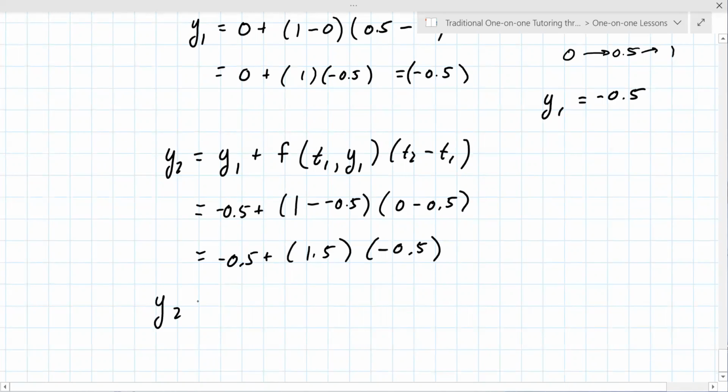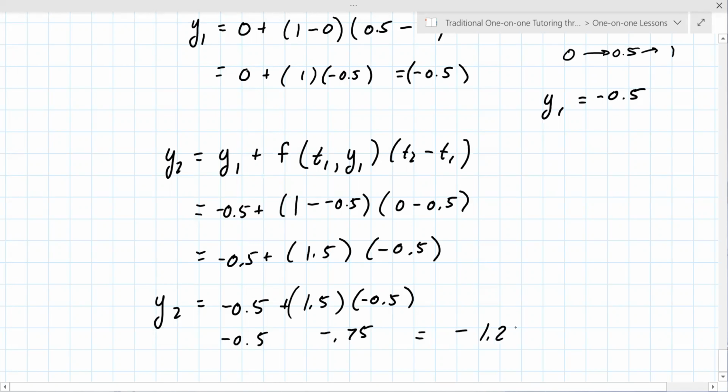Okay. So y2 is minus 0.5 plus 1.5 times minus 0.5. Well, I shouldn't have that. That was minus 0.75 minus 0.5. So it becomes minus 1.25 for your y2. And that's your final answer.